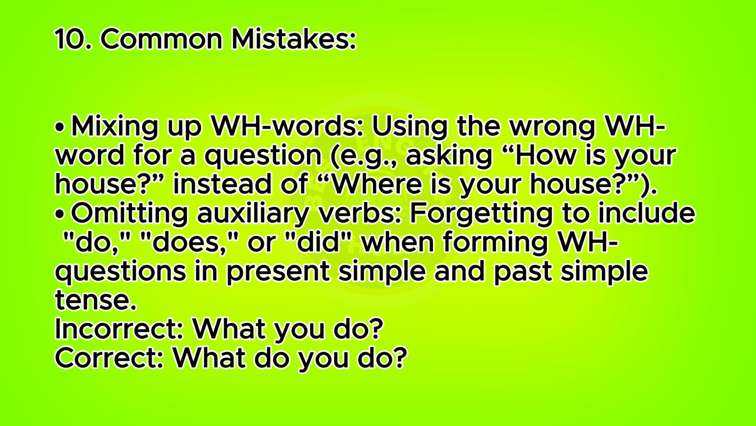10. Common mistakes. Mixing up WH words. Using the wrong WH word for a question, e.g., asking, how is your house? Instead of, where is your house? Omitting auxiliary verbs. Forgetting to include do, does, or did when forming WH questions in present simple and past simple tense. Incorrect: what you do. Correct: what do you do?